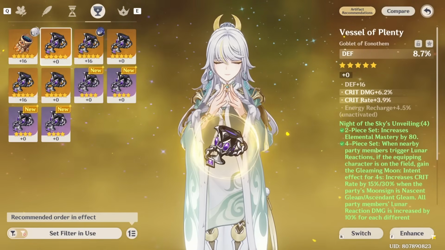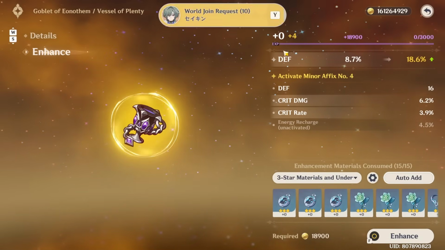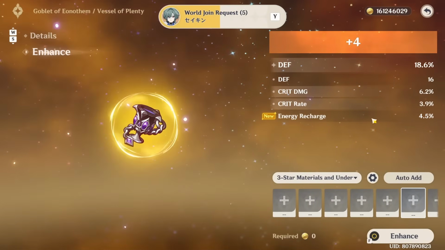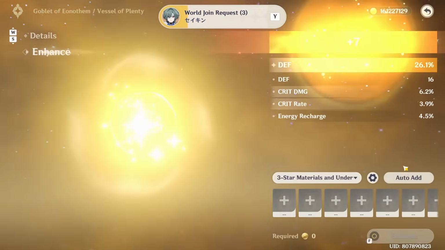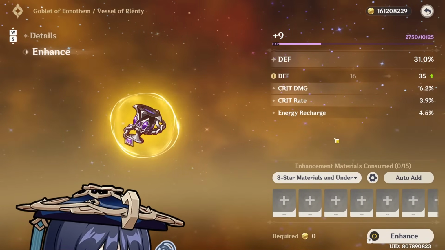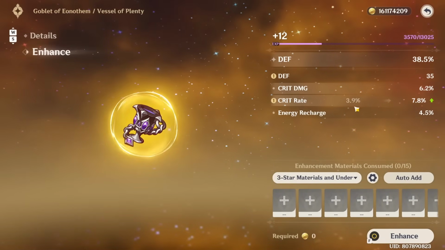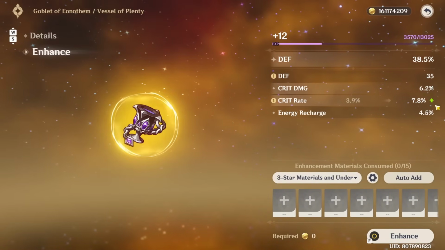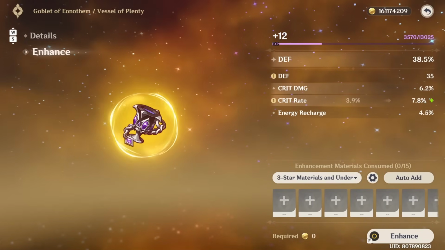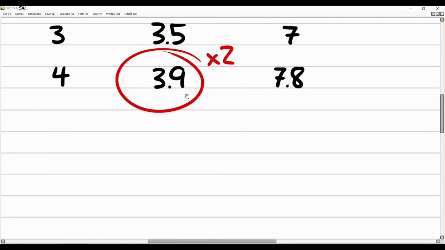However, when you actually go ahead and upgrade them, I'll just do this for example. If we upgrade this to level 4, well, it went to energy recharge. Let's try this again. Wow, okay, this is just the experience of all time. Please. There we go. You can notice here that we went from 3.9 to 7.8. We actually got very, very lucky here, because for our crit rate, we ended up getting this twice.